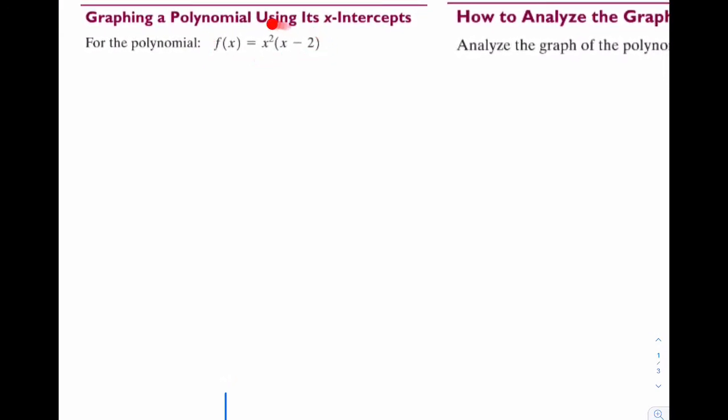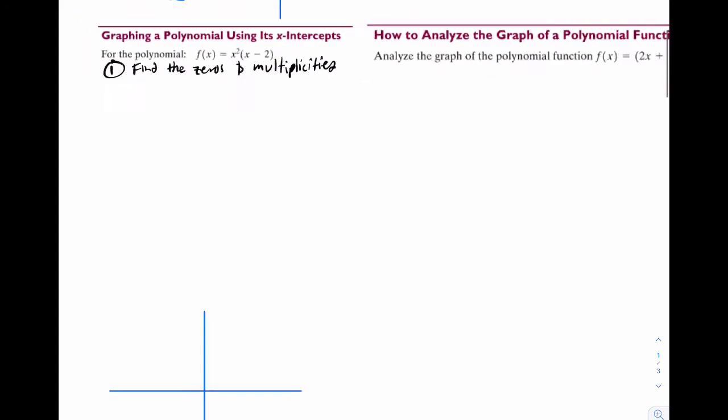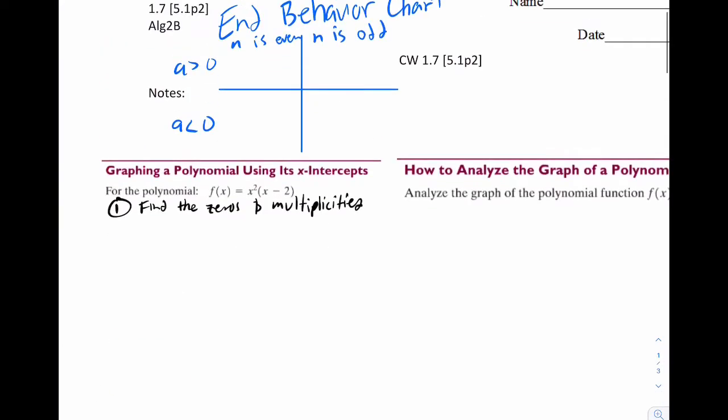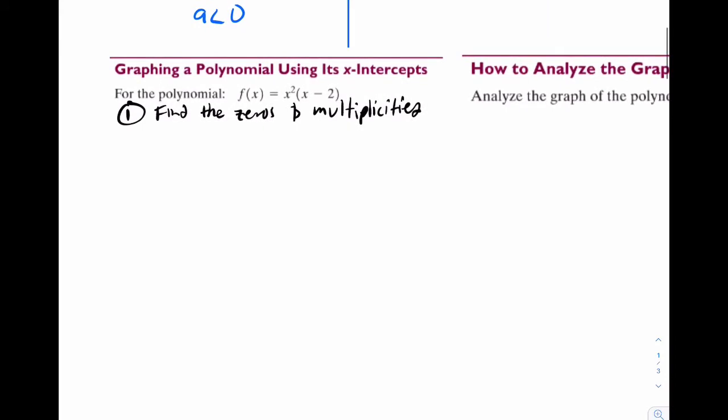F of x equals x squared times x minus 2. The first thing we're going to do is find the zeros and multiplicities. I'm going to write these steps out for you on a test or quiz normally, and also on your homework it'll be laid out like that. So for now, number one, find the zeros and multiplicities.